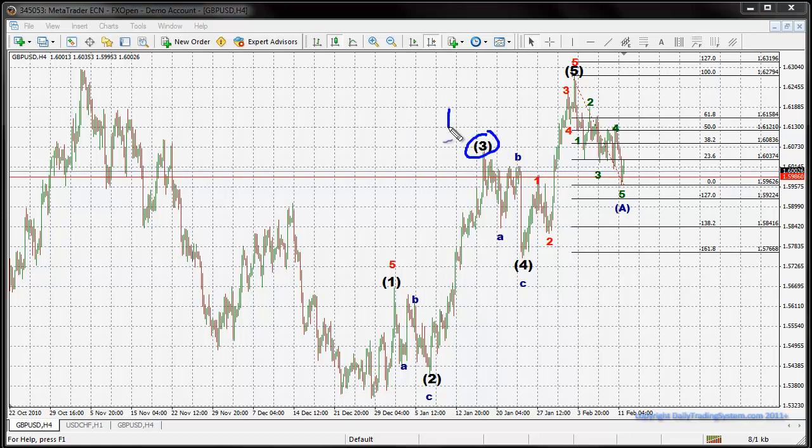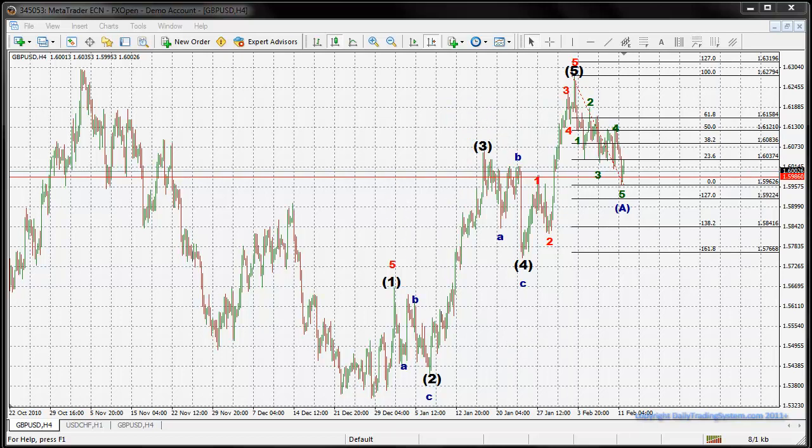Wave 3 needs to be 1.618 times wave 1. Okay, so whatever that distance is from that low to that high, you just calculate it by multiplying it by 1.618, which should actually give you the wave 3 projection. Okay, wave 5.